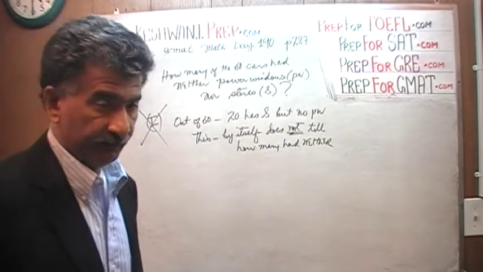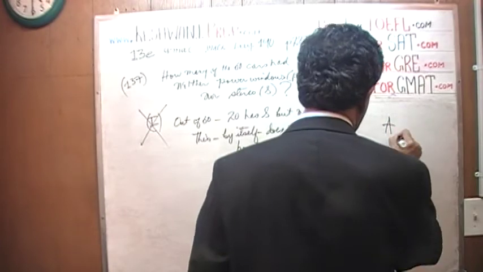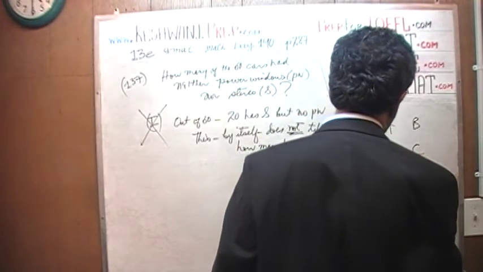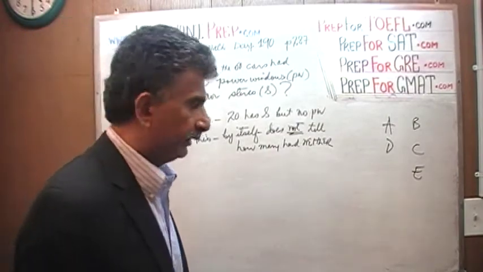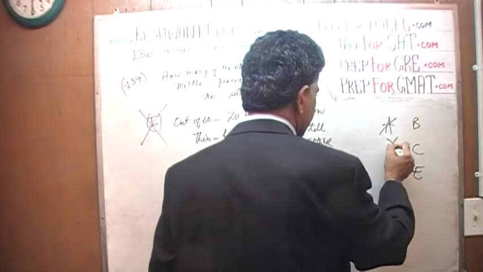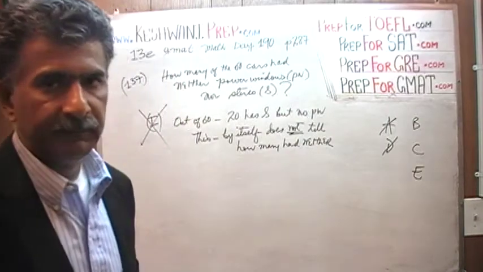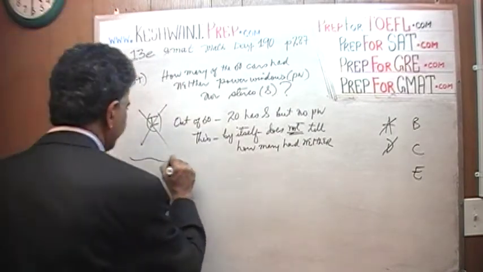Because the first statement by itself is not sufficient, we know now that the answer cannot be A, nor can it be D. It would have to be either B, C, or E. Let's look at the second statement.